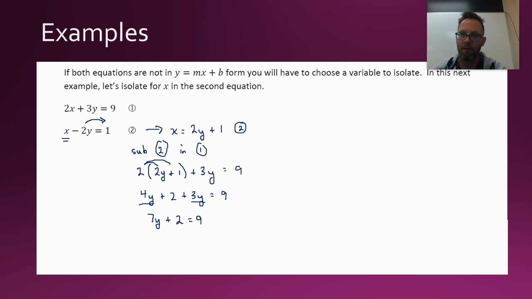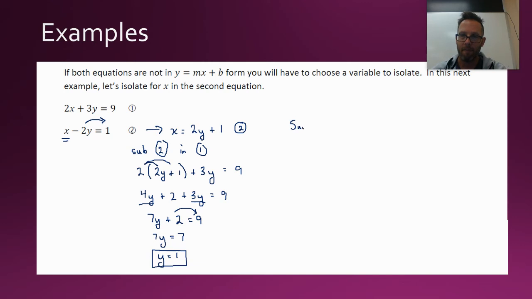I'm running out of space, so I might just visualize it this way. If you bring over the 2 and subtract it, you're going to get 7. So 7y equals 7. And hopefully we're all okay with the fact that 7 times 1 is equal to 7. We found the y value. This is the first one, I think, where we found the y value first. That's no big deal. Now let's find the x value.